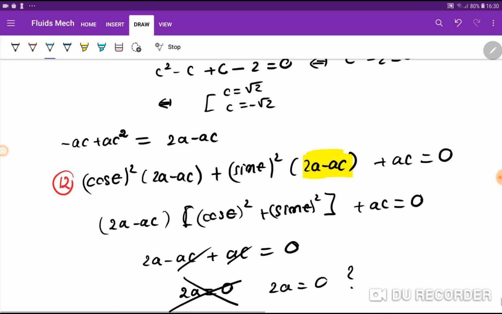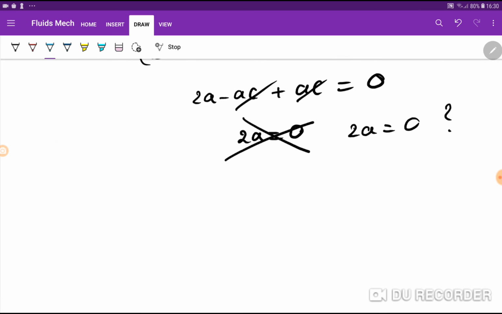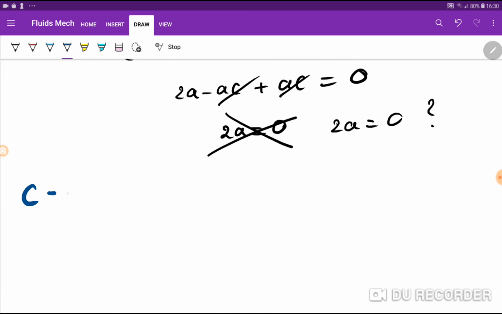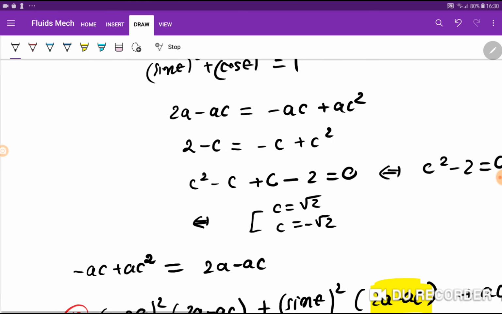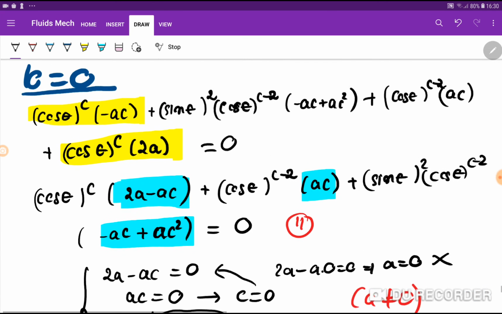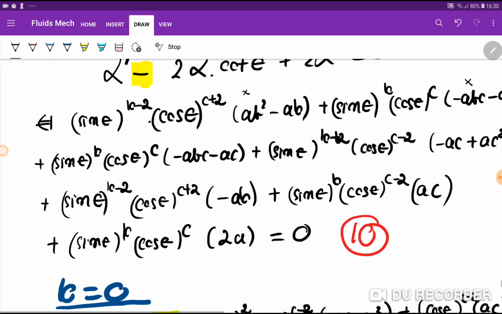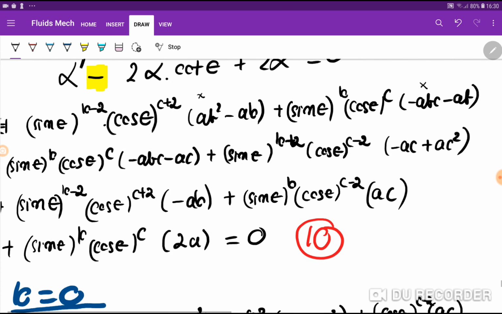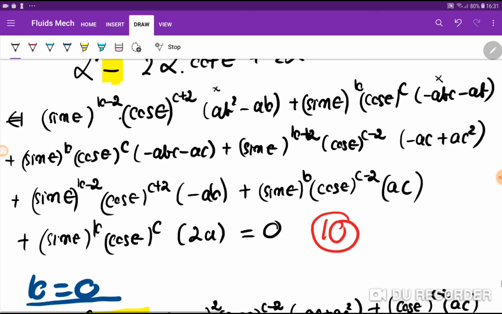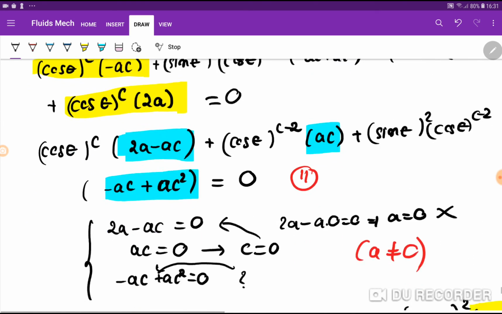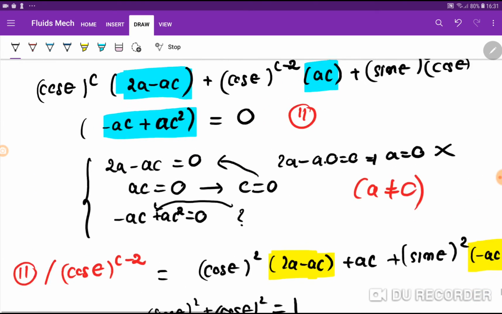I'm going to try a different game. I'm going to say c equals 0. What happens? c equals 0. Let's see, we can simplify the terms. Let's go back to 10 and see what terms we can simplify. The first term we cannot simplify. The second term we cannot simplify either. The third term we can. Let me write down.